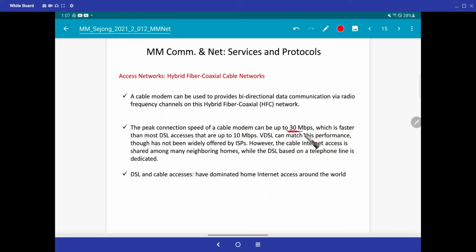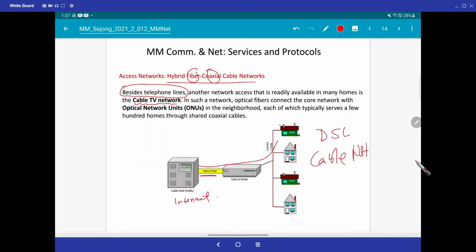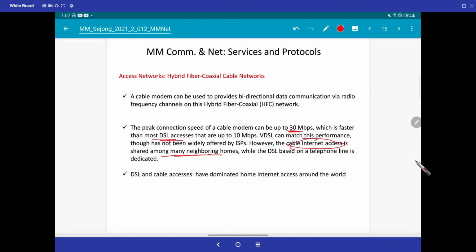Definitely this is faster than DSL access, but we have to remember that cable internet access is shared among many neighbors. As you saw here, one optical node is shared among many homes. So that's why a cable TV network might be slower compared to DSL, because the DSL telephone line is basically dedicated. And as I told you, DSL and cable access have dominated home internet access around the world.